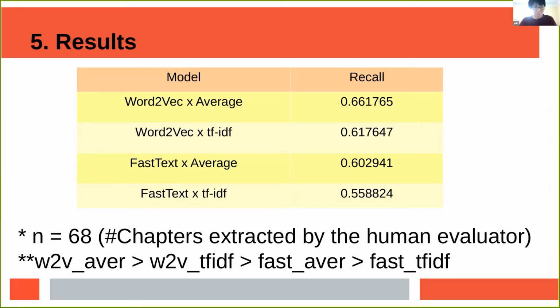Here is the result. As you see, word2vec and average, the same model as last year, brought the best result among the 4 models. And the second best model is word2vec and TF-IDF. Third best model is fastText and average. And the worst model is fastText and TF-IDF.